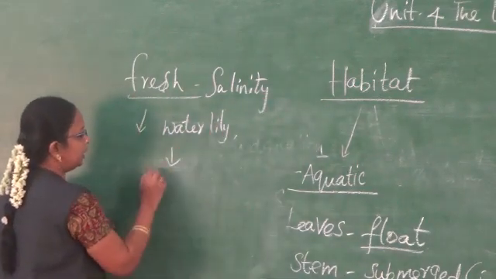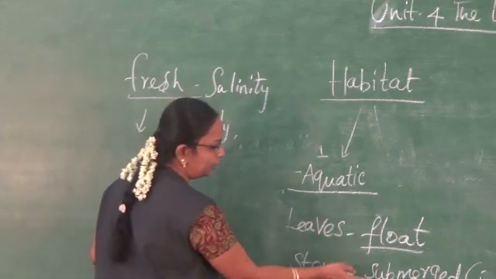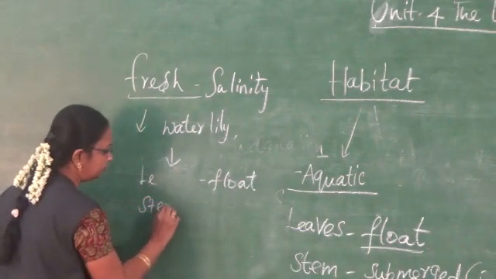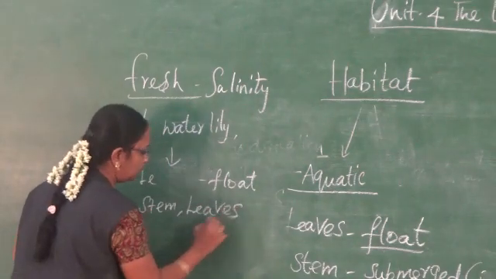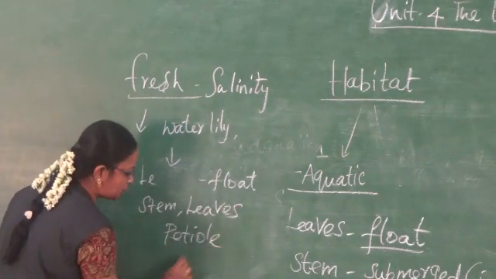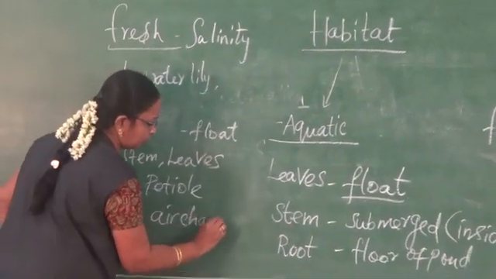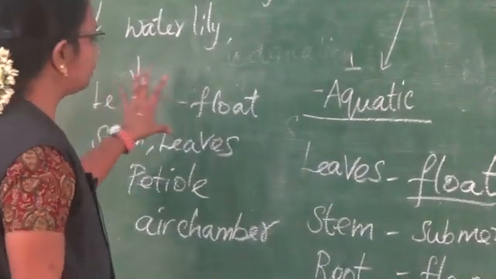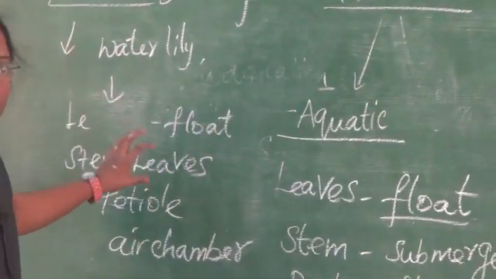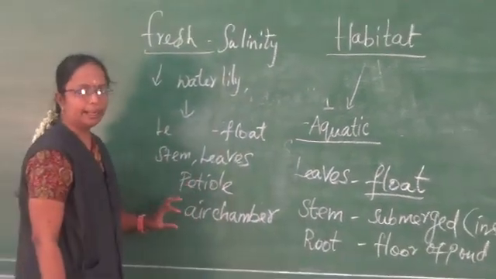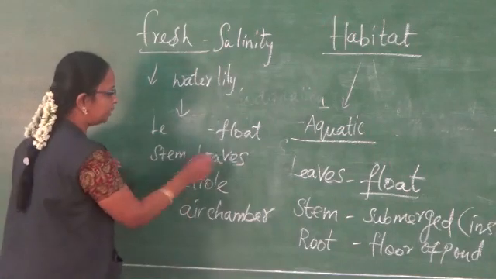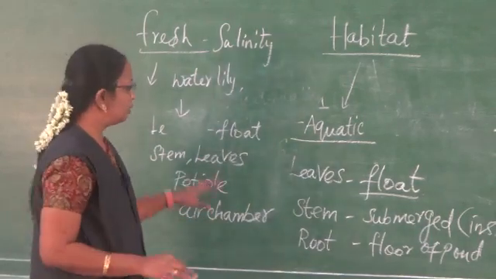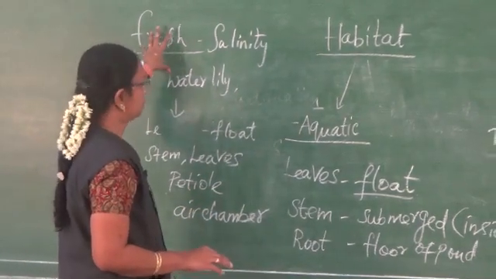In them, as we saw in aquatic plants, the leaves become floating on the surface of the water. The stem, the leaves and the petiole contain air chambers. In order to float on the surface of the water, the cells are loosely arranged, so they contain many air chambers. This is the modification found in the freshwater habitat.